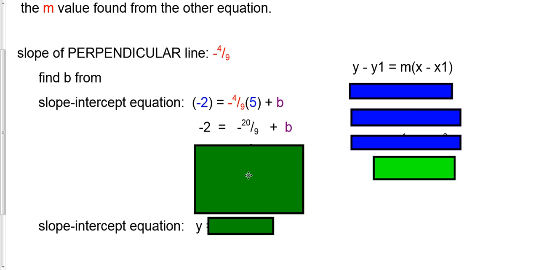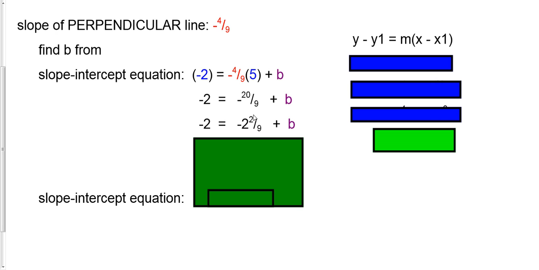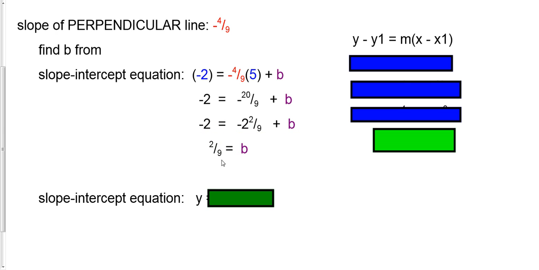Now from here, -4/9 times 5 is -20/9. We think of 5 as 5/1 and just multiply right across. We can simplify that. -20/9, well, 9 goes into 20 two times and leaves 2 left over, so -2 2/9. Now we have to add 2 2/9 to both sides, which means we just have +2 2/9 left over as our b value. This b value goes into the end for mx plus b, so it would be y equals -4/9x plus 2/9. That would be one way of finding it.